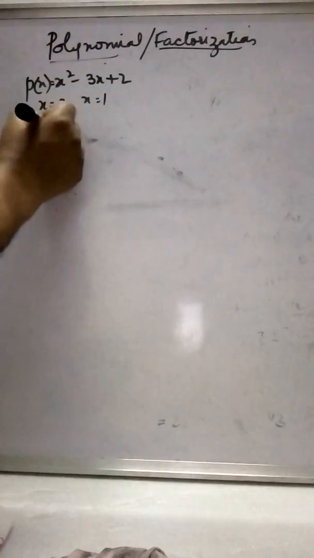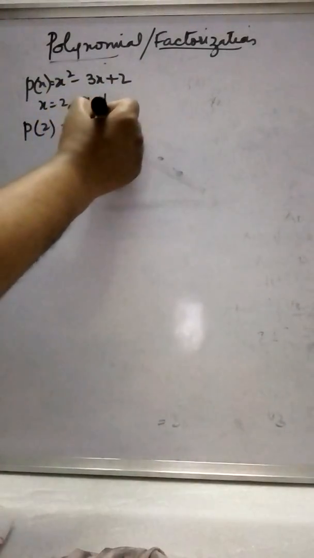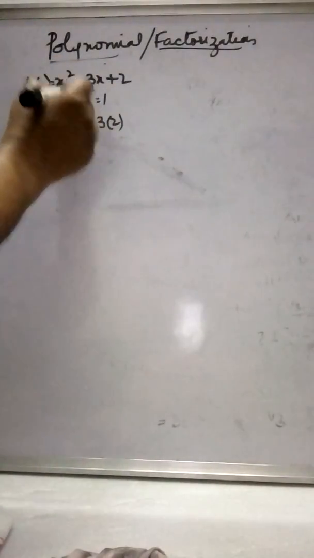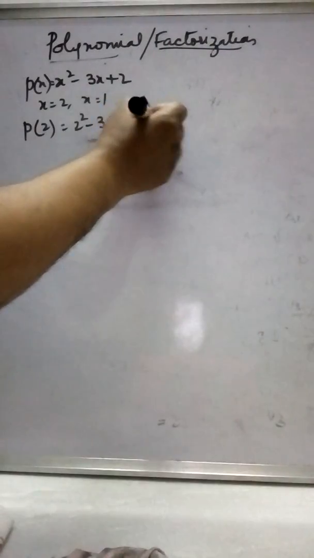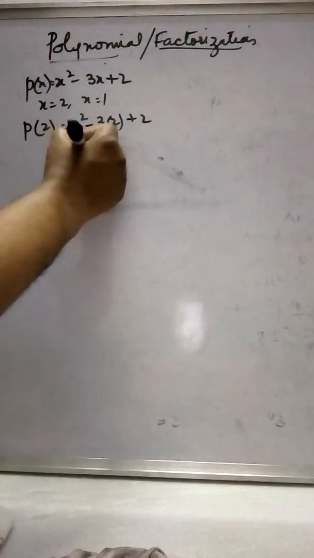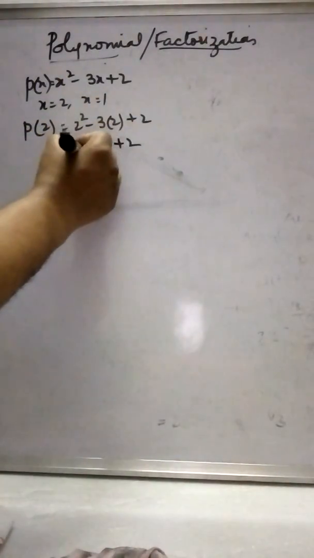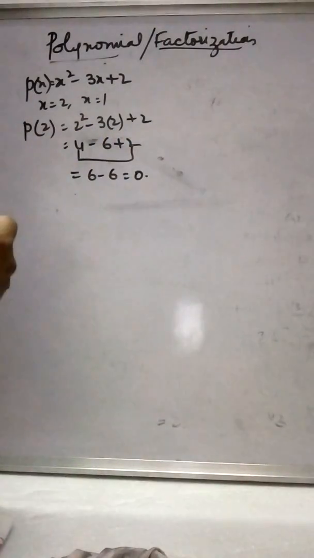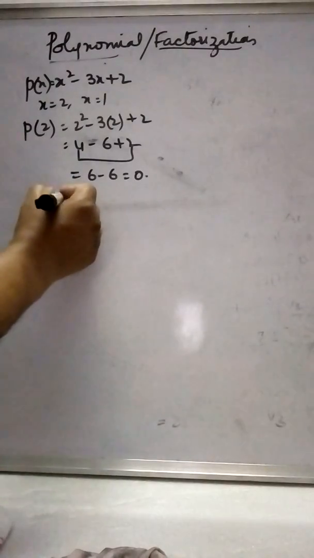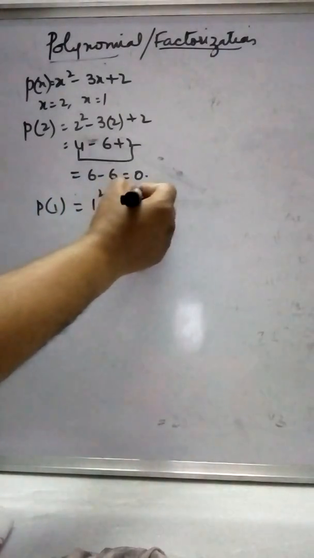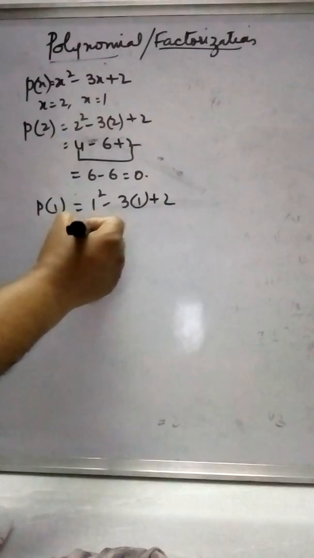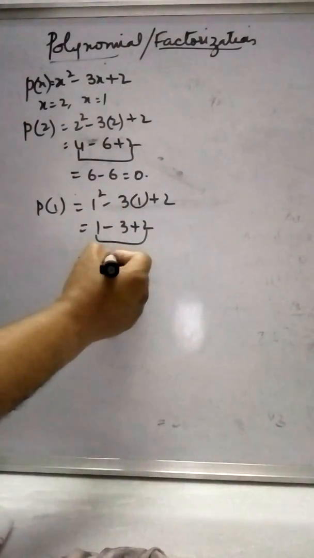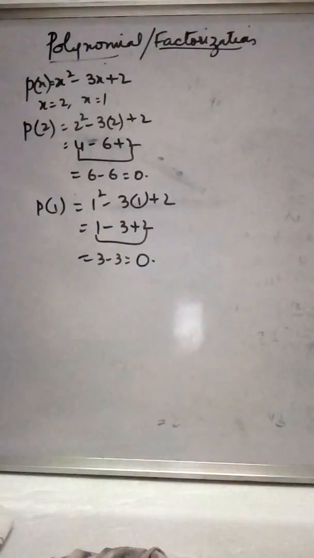What happens? P of 2 is equals to 2 square minus 3 into 2 plus 2, substituting 2 in place of x. So I'll get 4 minus 6 plus 2. This and this both are with plus sign, 6 minus 6, which is equals to 0. Now p of 1, that is 1 square minus 3 into 1 plus 2. So there is 1 minus 3 plus 2. 1 plus 2 is equals to 3 minus 3, which is equals to 0.